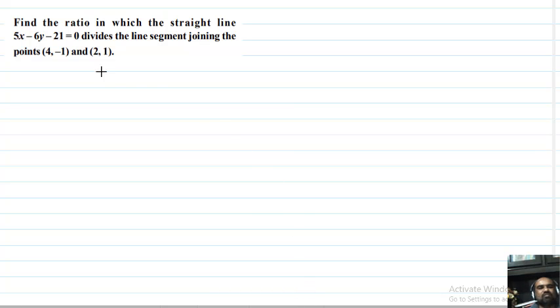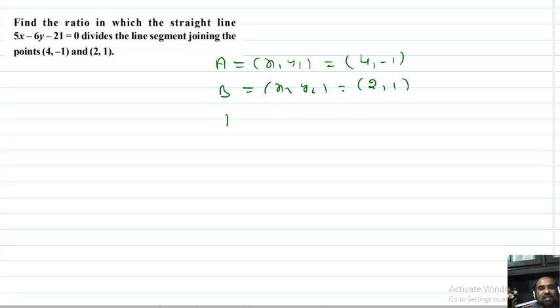An example problem: find the ratio in which the straight line 5x minus 6y minus 21 equal to 0 divides the line segment joining the points 4 comma minus 1 and 2 comma 1. How to solve the problem? Observe, students. A is taken as x1, y1, that is 4 comma minus 1. B is taken as x2, y2, that is 2 comma 1. The line L is given as 5x minus 6y minus 21 equal to 0.